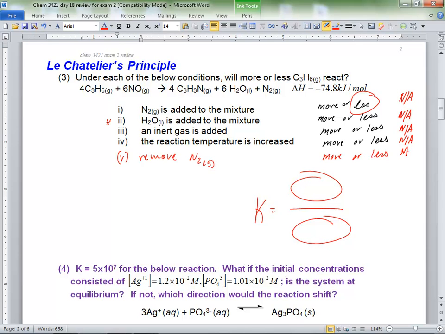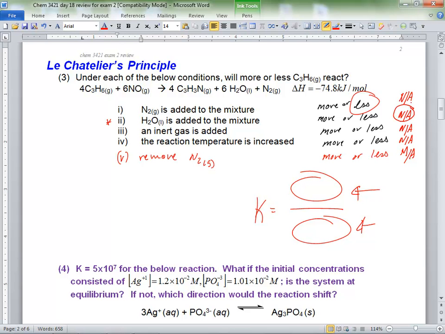Remember, it's the story of the equilibrium constant. When you do not get K, you're not at equilibrium. That's the only thing that's Le Chatelier. Well, H2O liquid doesn't even show up in the equilibrium constant. So there's no argument. It's not going to do anything. No effect, as long as you don't add so much that you change the volume.